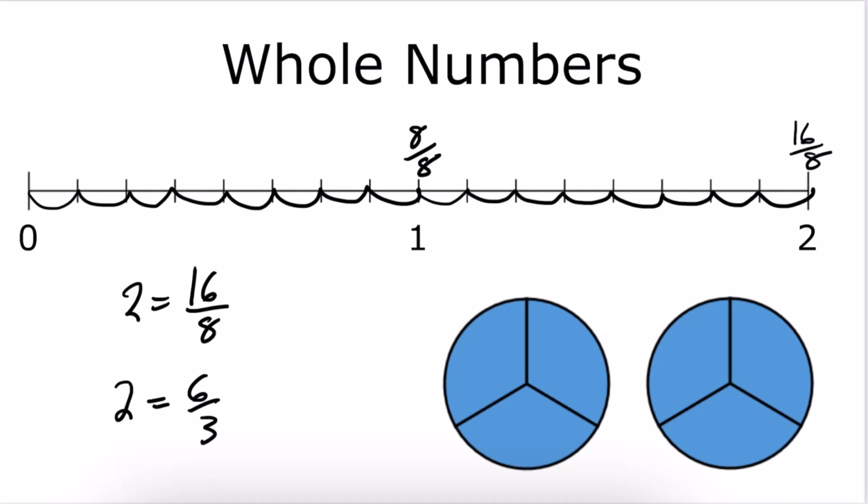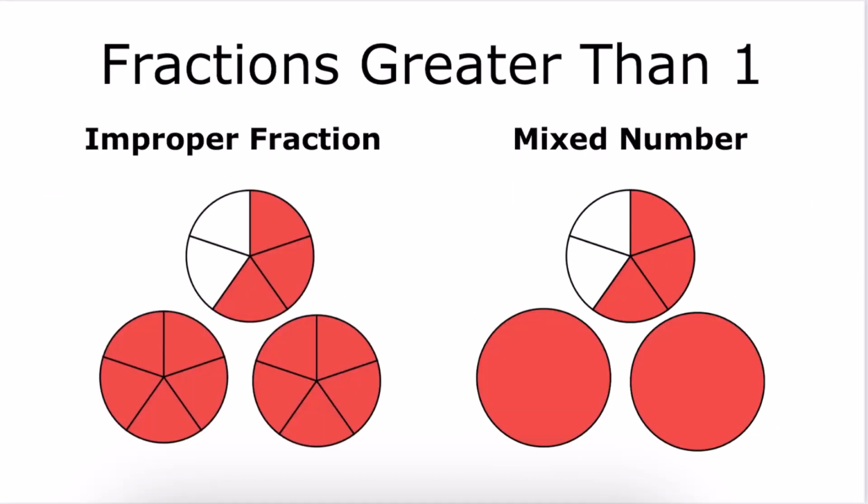And there's an infinite number of other fractions that are also equal to the number 2. Like you could say 2 equals 100 over 50, or 2 equals 14/7, and so on. And helping your students understand this concept is critical when you're working with fractions that are greater than 1. And all fractions that are greater than 1 can either be expressed as improper fractions or as mixed numbers.